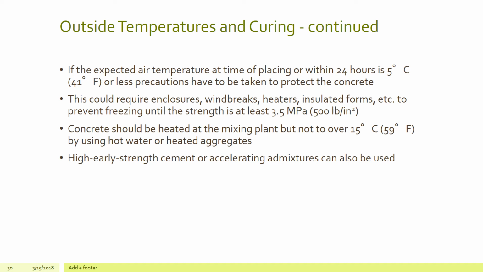If the expected air temperature at the time of placing or within 24 hours is 41 degrees Fahrenheit or less, precautions have to be taken to protect the concrete. This could require enclosures, windbreaks, heaters, and insulated forms to prevent freezing until the strength is at least 500 pounds per square inch. Concrete should be heated at the mixing plant, but not to over 59 degrees Fahrenheit, by using hot water or hot aggregate. High early strength cement or accelerating admixtures can also be used.